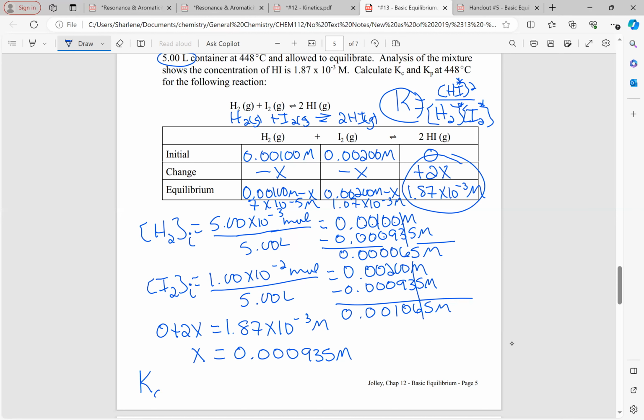So K subscript C is equal to 1.87 times 10 to the minus third squared all over 7 times 10 to the minus fifth times 1.07 times 10 to the minus third. You know, there's something about that number that's just bothering me. I'm going to check it one more time.